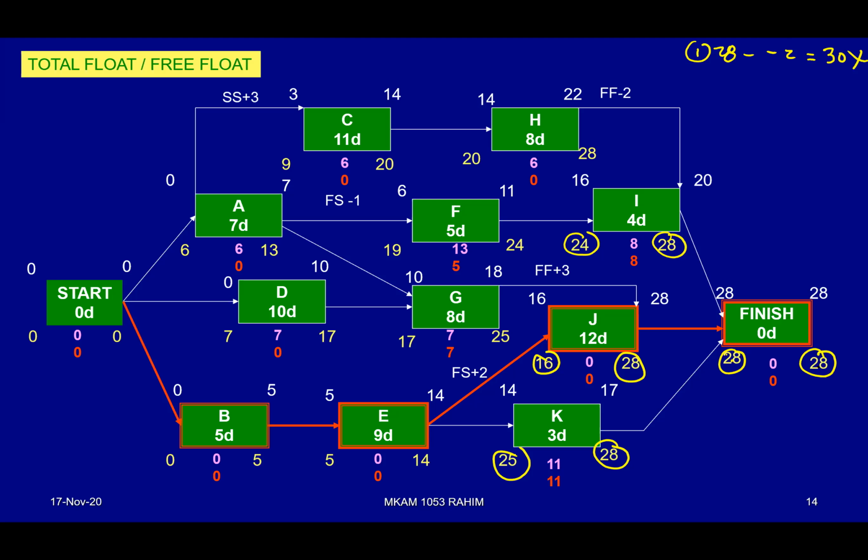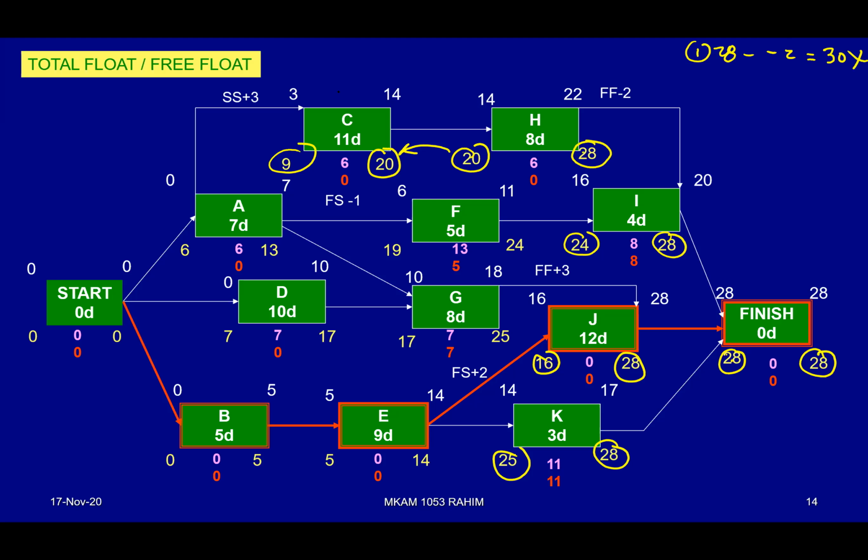We take whatever the least value in a project, which is 28. Once you do that, you get the right answer. Then you can do the rest of the calculation. 28 minus 8 equivalent to 20. And then 20 will be transferred here because it is a finish to start relationship. 20 minus 11 equivalent to 9. You complete until H.